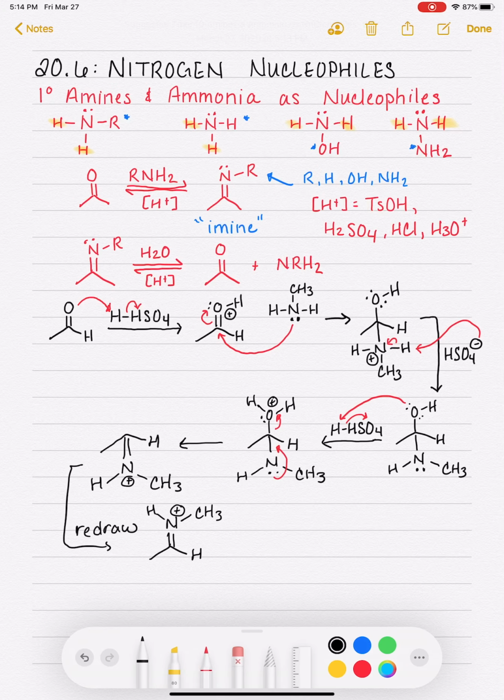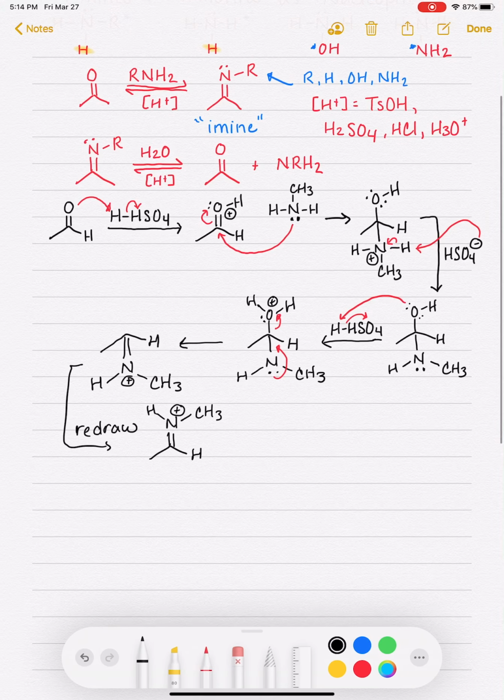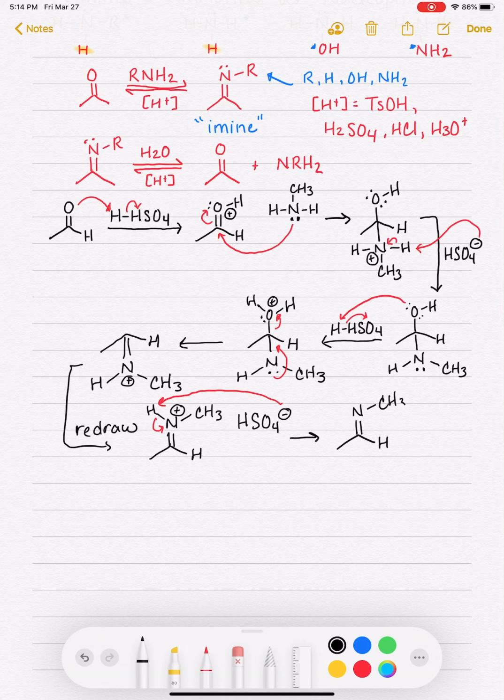So last thing that we have to do is, you can see we have a positive formal charge on our nitrogen. So we've got to use something to take that proton off of the nitrogen. We have HSO4- that we can use. We can use pretty much anything to do this deprotonation. But for this mechanism, we'll use our conjugate base. And that leaves us with the imine product.